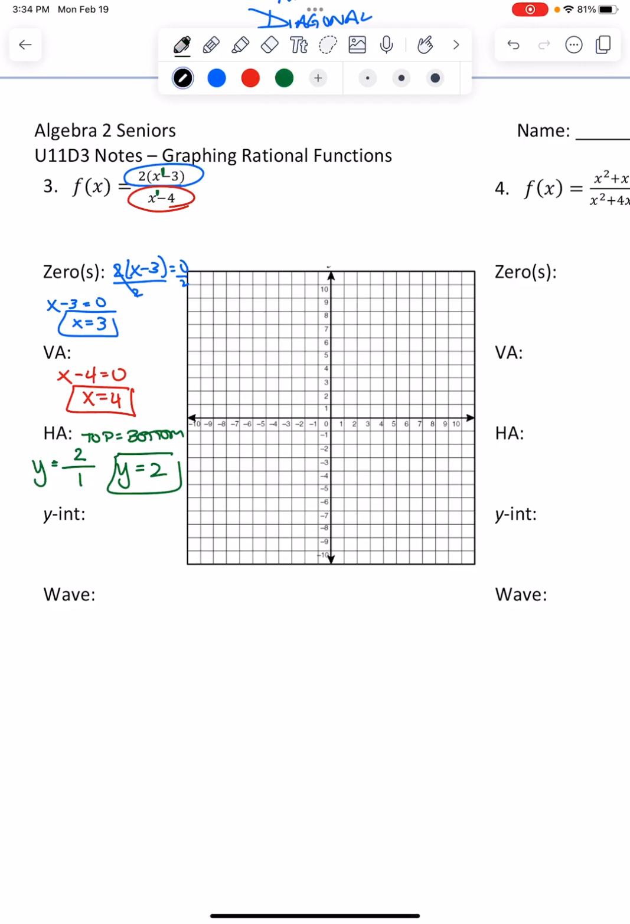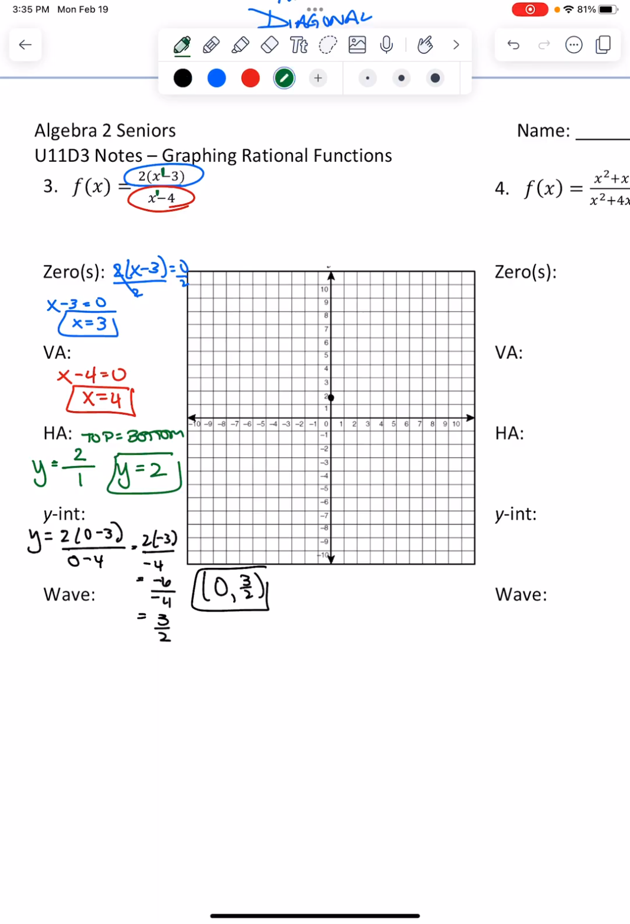Okay? And then our y-intercept, again, we plug in 0 for x. So it would be 2 times negative 3 over negative 4, which would be negative 6 over negative 4. And if we reduce that, that gives us positive 3 over 2. So 0 comma 3 over 2 for our y-intercept, right? So let's put all this on the graph. So y-intercept, 0, 3 over 2. So that's 0 comma 1.5. So right in here.